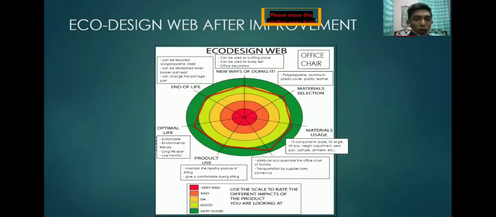So this is the eco design web after improvement. We can see that the shape at the center of the eco design web shows the office chair is a sustainable product after improvement, because all the shape is in the green circle of the eco design web. The improvement that was made is at the material selection element, which is to replace the steel material with aluminum material, and remove the fabric and replace it with leather material.